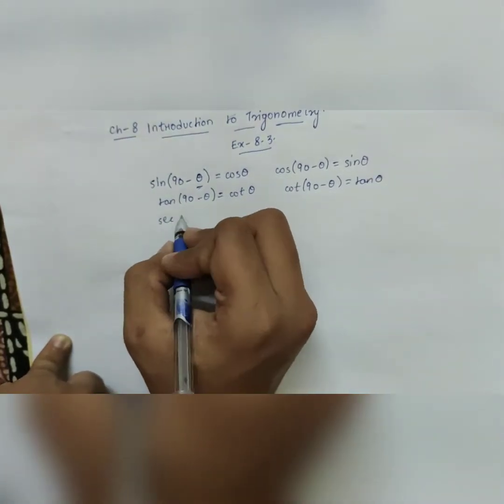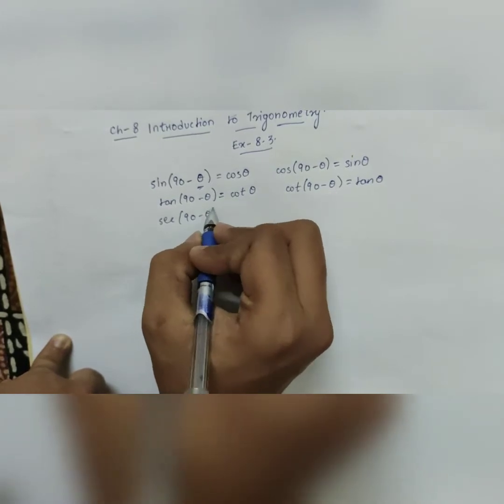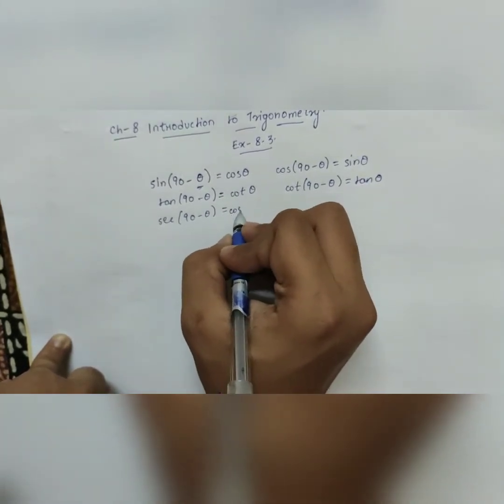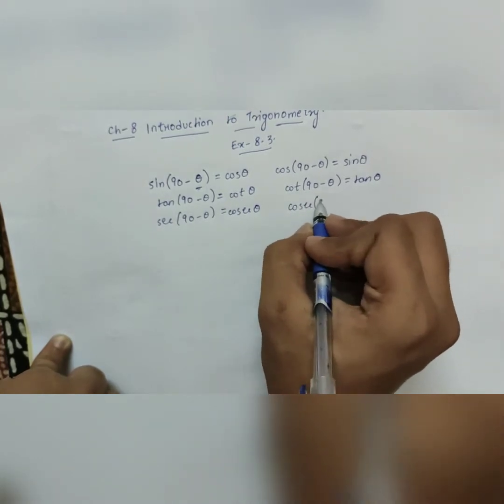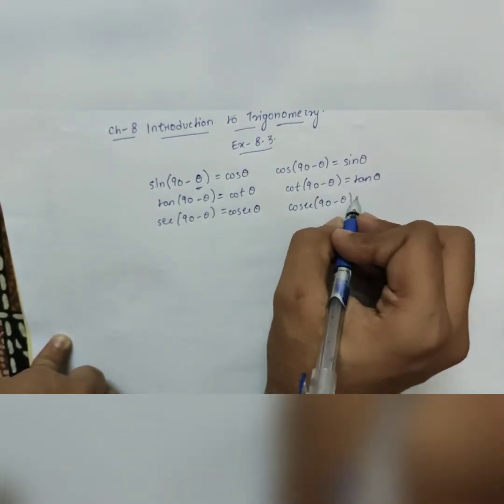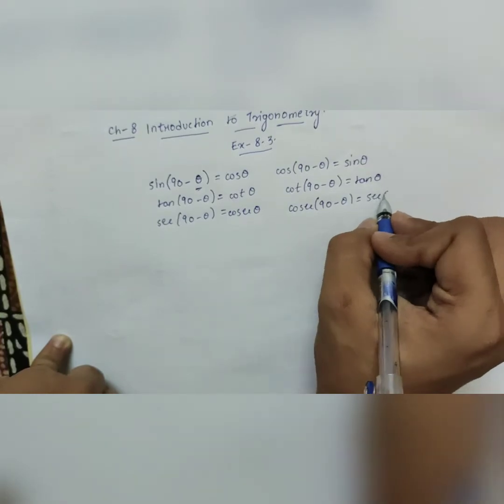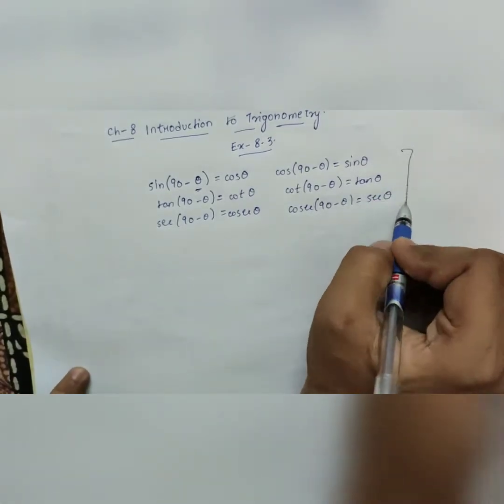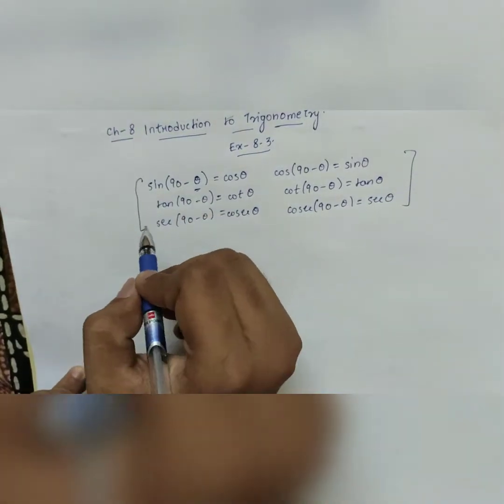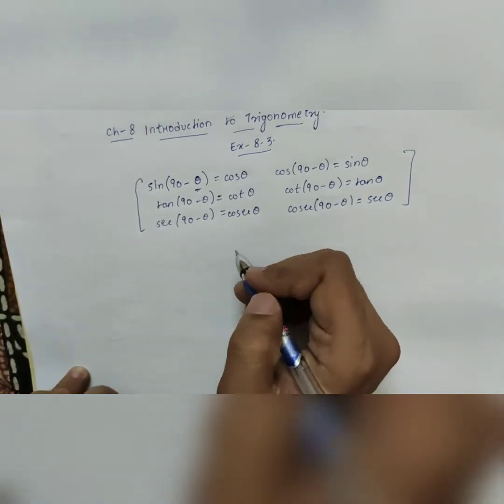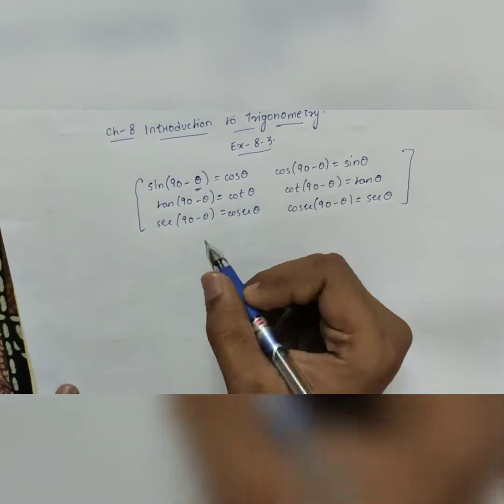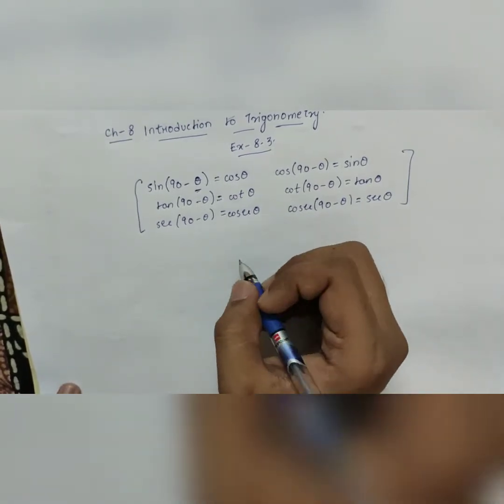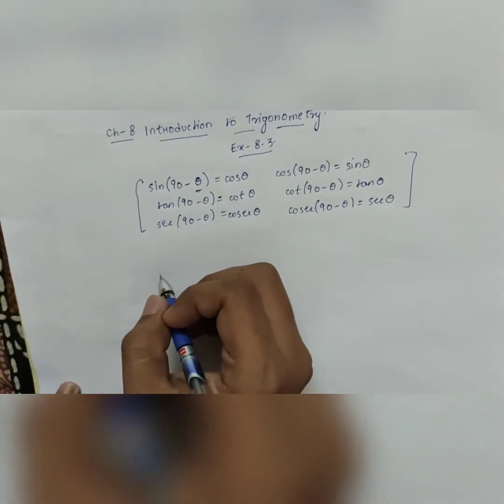Sec(90 minus theta) is equal to cosec theta. Cosec(90 minus theta) is equal to sec theta. So these are just a few simple formulas that you need to remember in order to solve the next exercise, that is exercise 8.3. So how to apply these? We will see that while solving the questions.